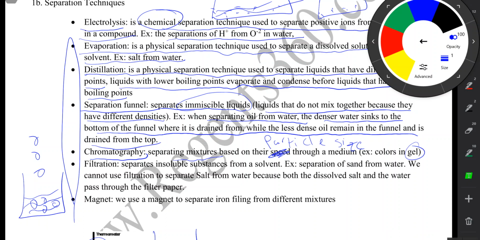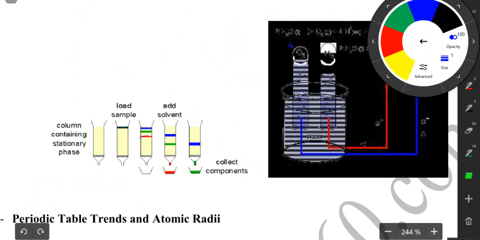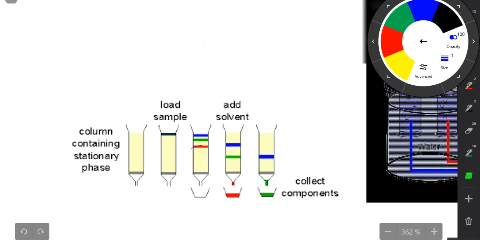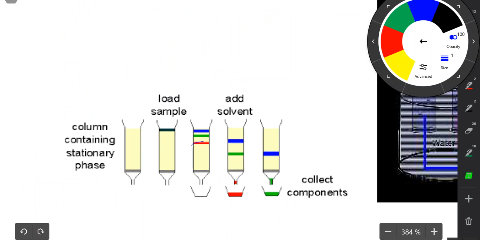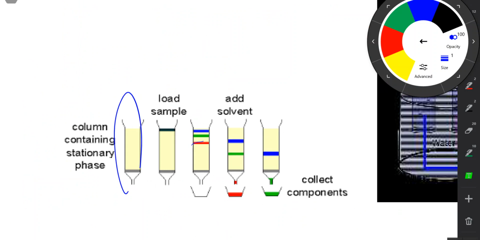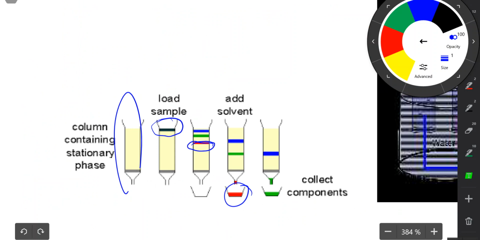So taking a look at an example of chromatography. Here we have a medium. We will load the sample of different colors. Here, red has the smallest particle size, so it makes its way the furthest into the medium and eventually is drained out. Green, medium particle size, eventually drains out, and then blue will eventually also drain out.